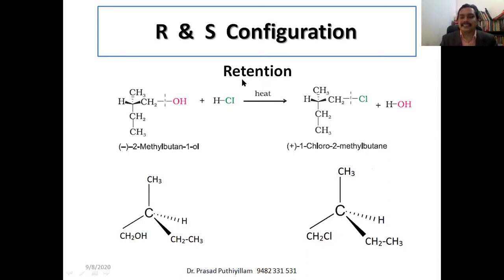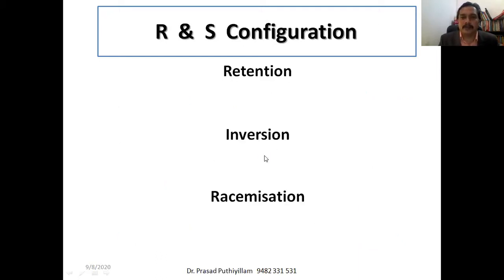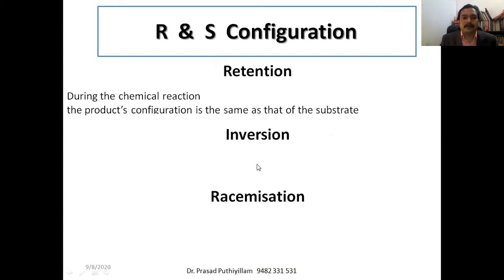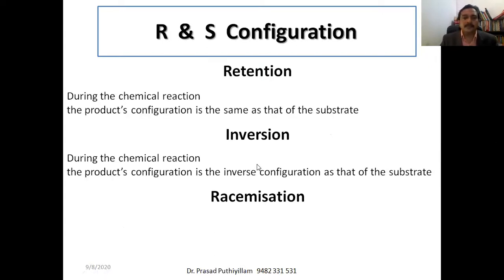Therefore it is retention. We can say that the product and the substrate have the same configuration, so the product formed shows retention. Now the second point, that is inversion. During a chemical reaction, if the product's configuration is inverse to that of the substrate, say the substrate is S configuration and the product formed is R configuration, that is inversion. Or the substrate is R configuration and the product formed is S configuration, that is also inversion. This structure is inverted, so we call it inversion of configuration.